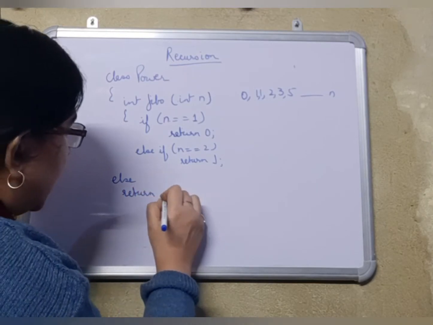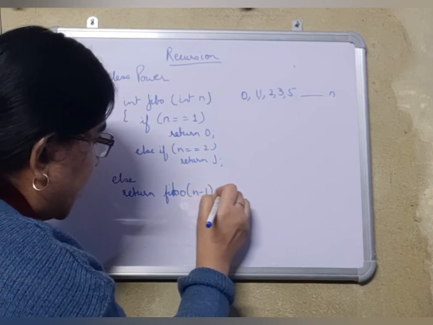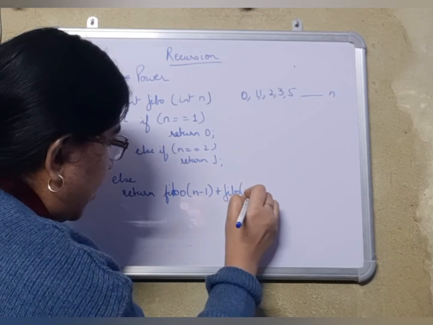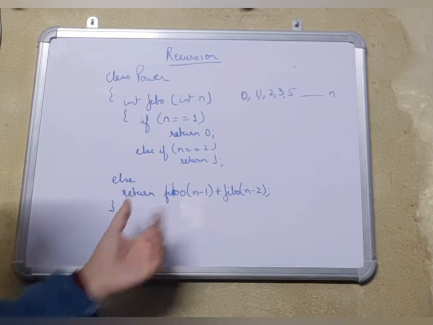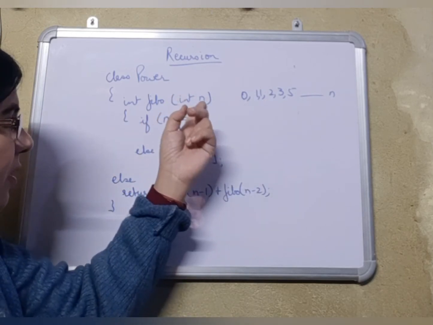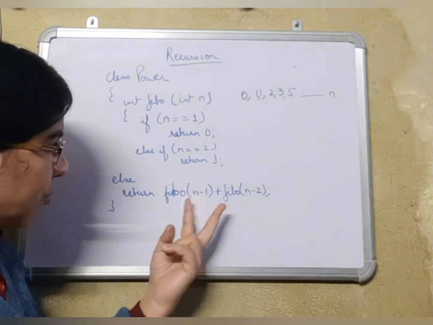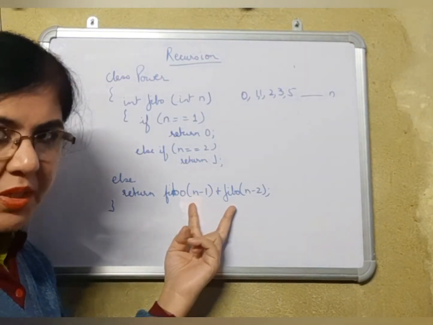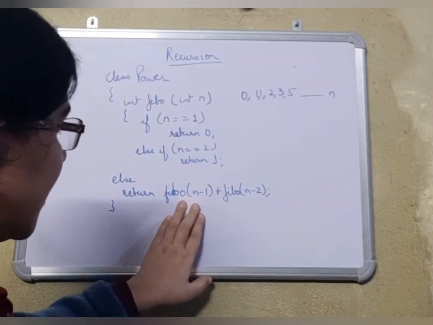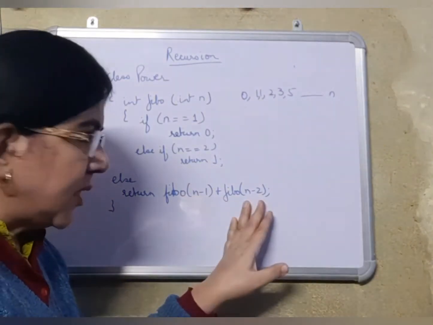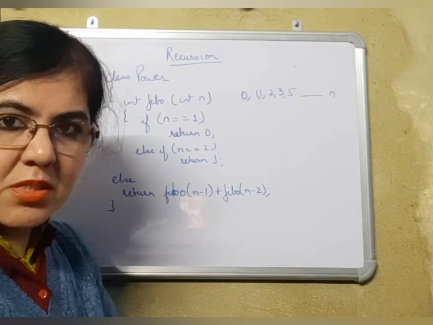We'll be writing return Fibo(n minus 1) plus Fibo(n minus 2). What's happening here? Suppose 3 was received over here and n was not 1, it was not 2. It will come to this part and the Fibo function is calling itself twice recursively. But it doesn't mean that both of them will go in one go. First of all, this term will be executed till you get an answer over here. Then this recursive function will be executed till you get an answer over here. Both of them will be added and then the sum will be returned.